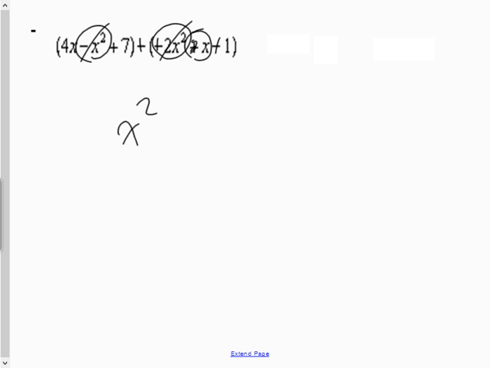A negative x and a 4x make positive 3x. Those two are done. And then a positive 7 and a positive 1 make it positive 8, and I get the same answer as if I had drawn it, but both ways help you understand why this method works.